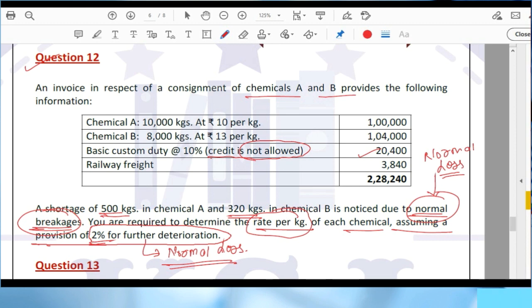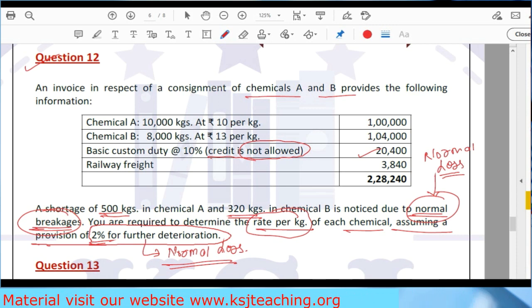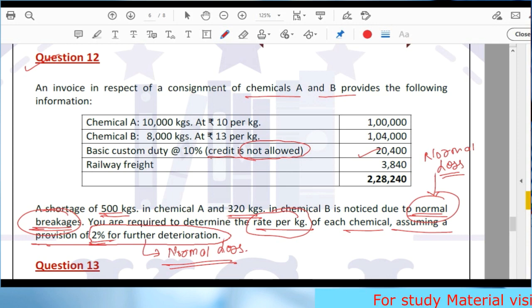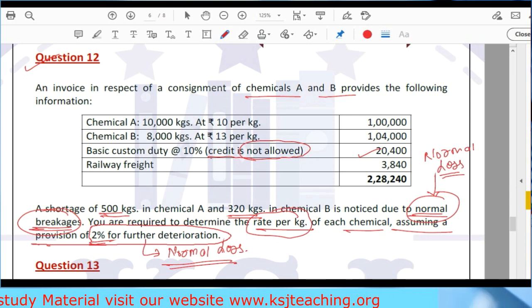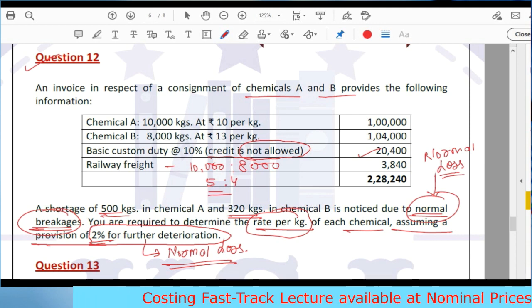Sir, on the basis of the weight. They will weigh your parcel, right? On the basis of the quantity, I can say. On the basis of the weight, they will charge you the amount. If your weight is 1 kg, they will charge you 100 rupees. If it is 1.5 kg, they will charge you 150 rupees, like this. This is how the courier decides the rates, right? So this railway freight is what? This is also for carrying the material. Freight means what? The courier company is also charging freight, courier freight, right? So this railway freight will be distributed on the basis of quantity, that is 10,000 is to 8,000, or I can say 5 is to 4. Clear?